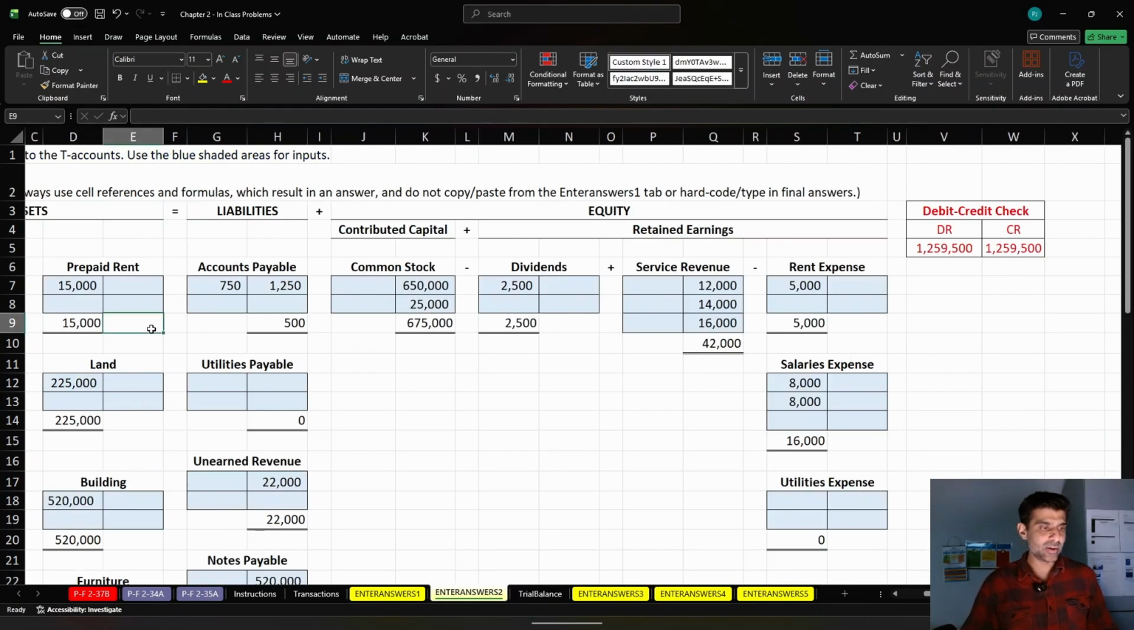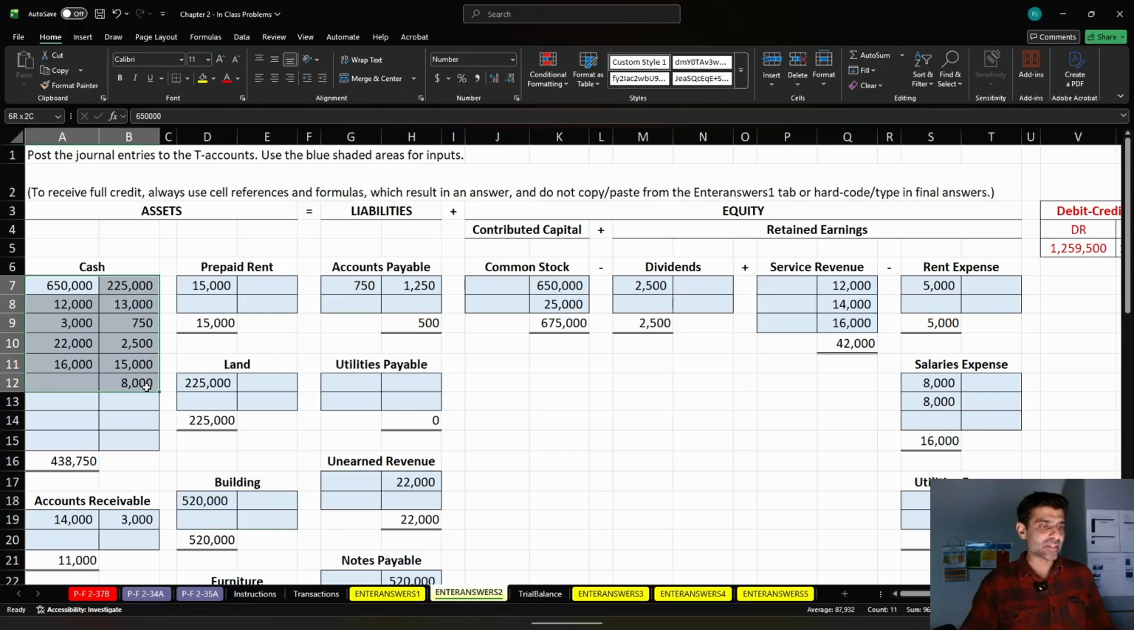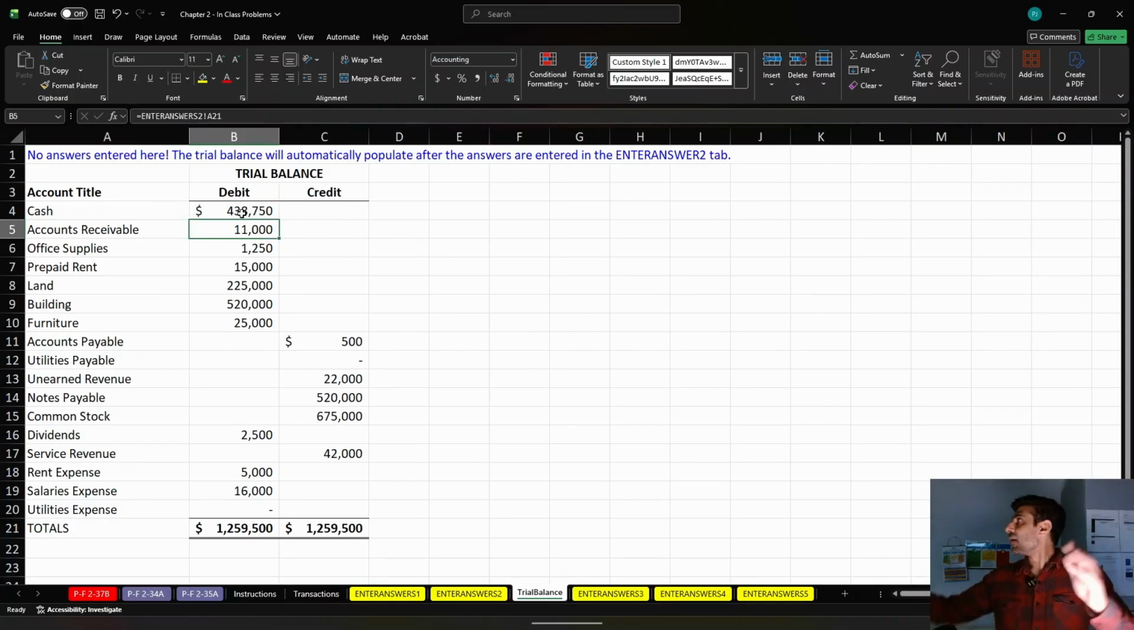If I go back here, I have all these transactions that have affected cash. The balance is this, a debit balance. We practiced this, where we have a bunch of debits and credits in a T account, and we calculated the net balance. So this 438,750 is the total cash balance after all these transactions, after this month. Now we're taking this balance and moving it to this set of all of our accounts with their respective debit or credit balances. We're just seeing what the balances are now at the end of the period.